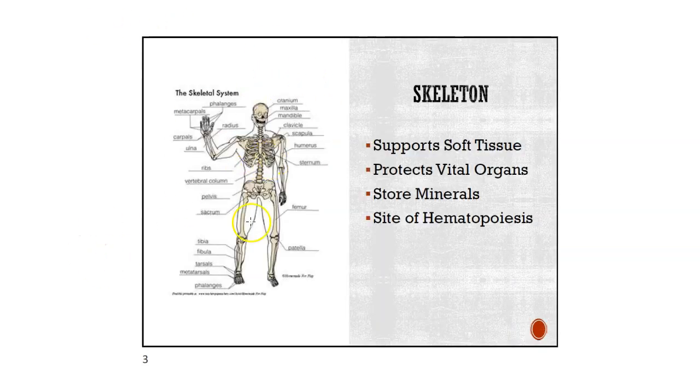All right, so this is an illustration of the skeletal system. What is the purpose? What's the function of our skeleton? The skeleton is basically a supportive tissue. It provides structure and protects our vital organs. It is also used to store minerals, specifically calcium, and it is the site of hematopoiesis, being the bone marrow.